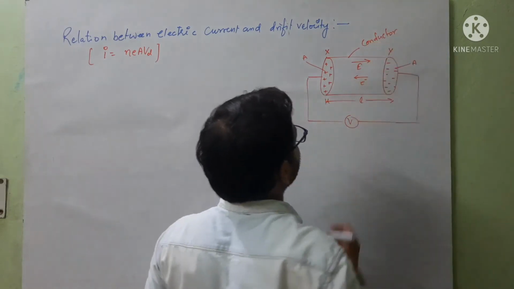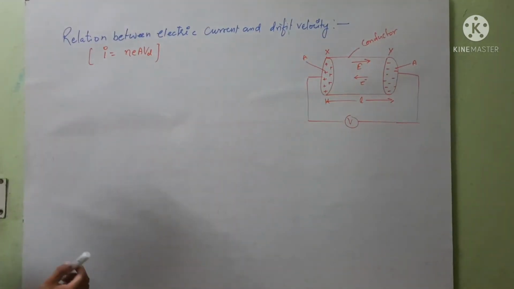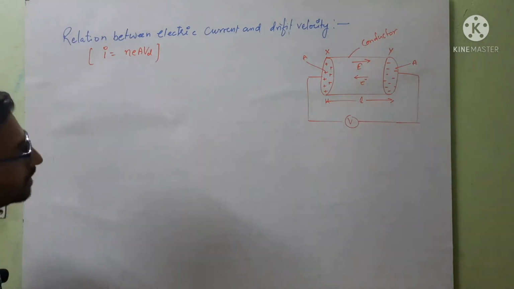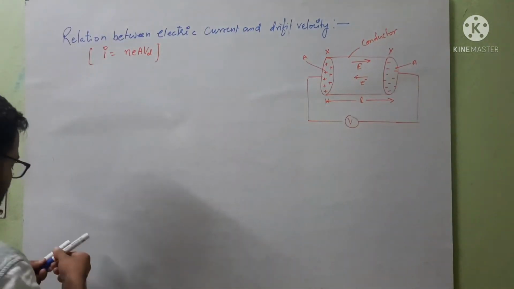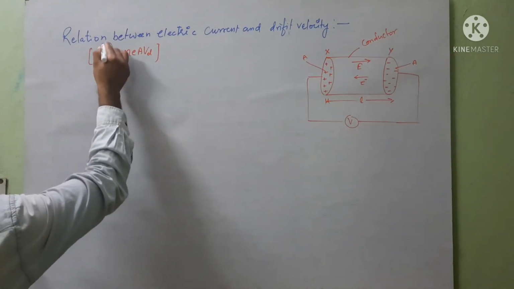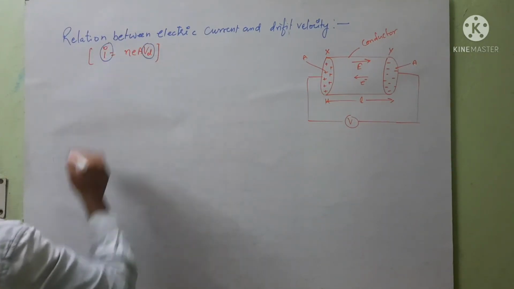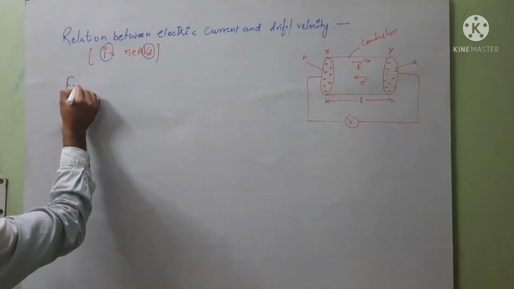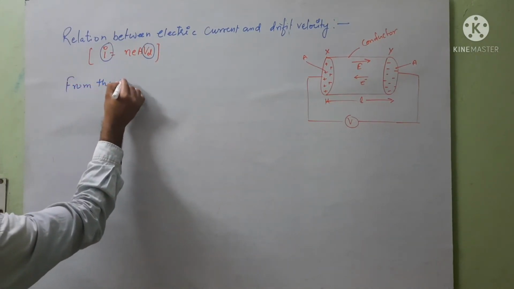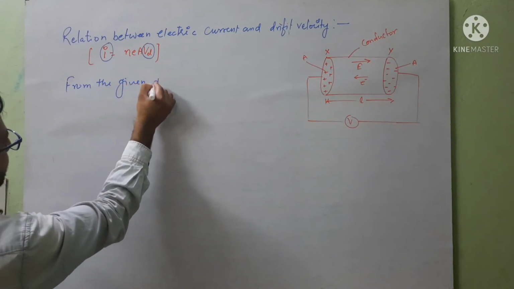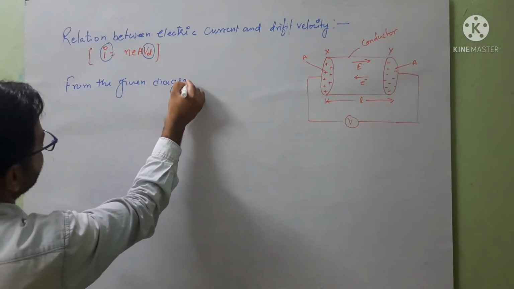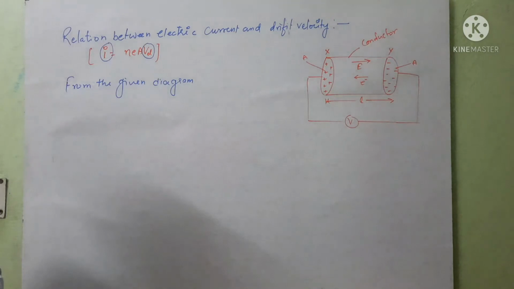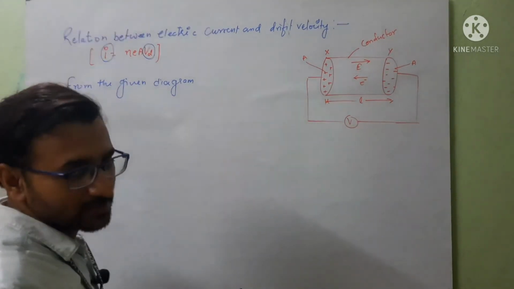It is our conductor. So we are finding the value of electric current in terms of drift velocity, which means we will give a relationship between I and Vd. Got it? So for this, from the given diagram, I am writing directly here. From the given diagram, we know the concept of drift motion of electrons very well from the previous derivation.